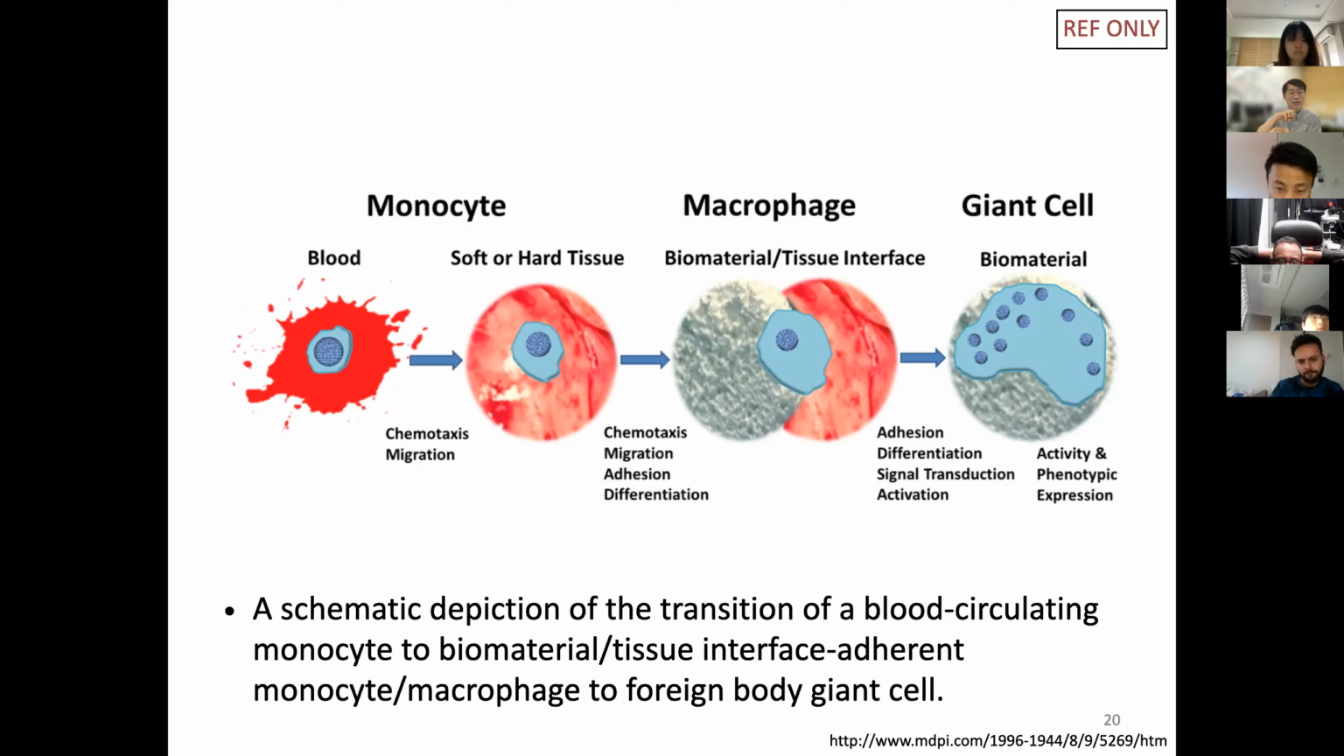And when monocytes come out of the blood vessel, they will become macrophages. And they will go to this biomaterial and tissue interface. So they migrate and adhere and differentiate into macrophages, and even so they cannot do it. So then what they do is signal transduction and activate this macrophage into a foreign body giant cell. So that's a transition from blood circulating monocytes to adherent monocyte-macrophages at the biomaterial and tissue interface, forming foreign body giant cells.